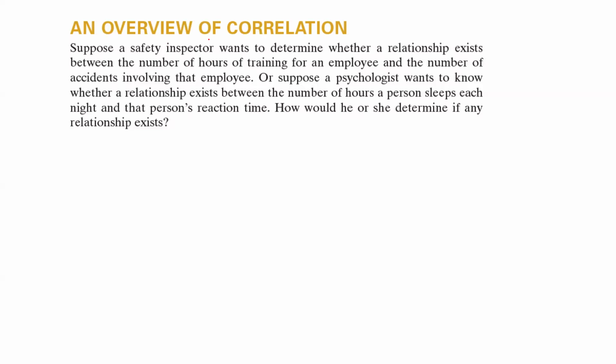An overview of correlation. What is the correlation coefficient and how we're going to use it to find the line of best fit. Suppose a safety inspector wants to determine if a relationship exists between the number of hours of training for an employee and the number of accidents involving that employee.